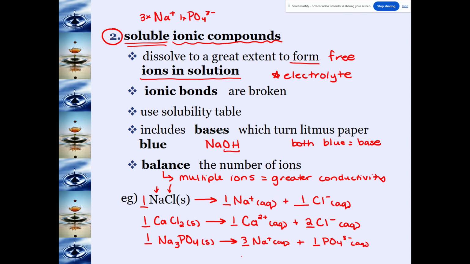All right. Now, something like sodium phosphate would be more conductive than sodium chloride because sodium phosphate has 3 sodium ions, whereas sodium chloride has only 1. So the more ions that you have forming from the balancing coefficients, you're going to have greater conductivity.